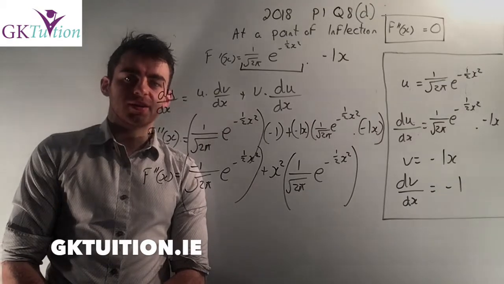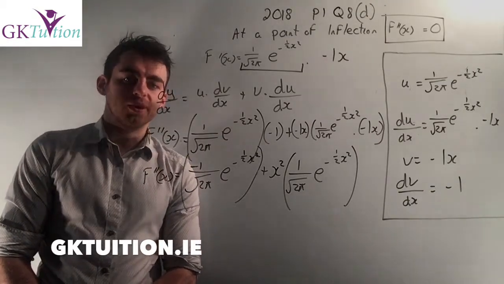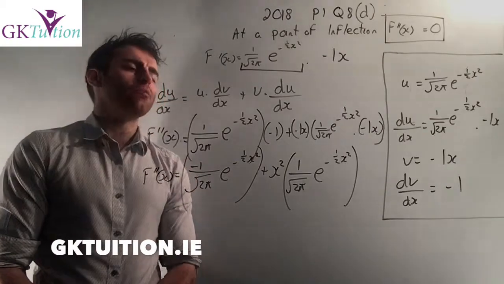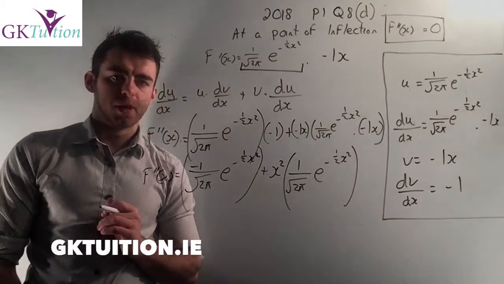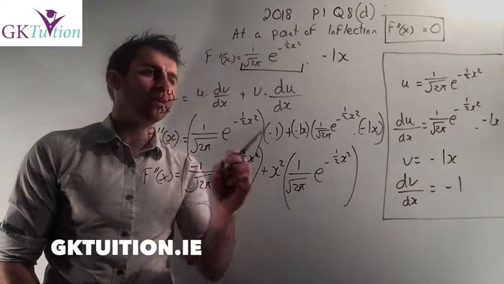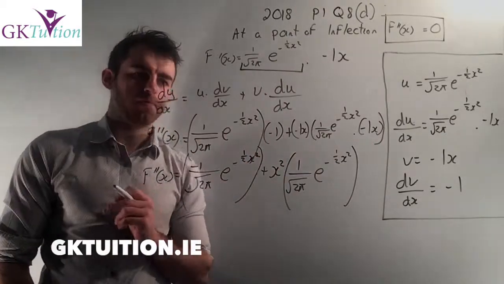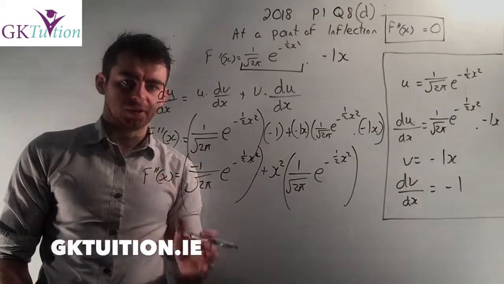In the final part of this question, we're asked to prove that the function f of x has a point of inflection at B. You should recognize that at a point of inflection, the second derivative is equal to 0. So you need to get the second derivative and prove that at the coordinates of B, the second derivative is equal to 0. In order to get the second derivative, you need to differentiate the first derivative.